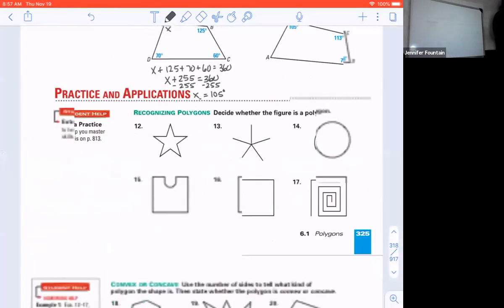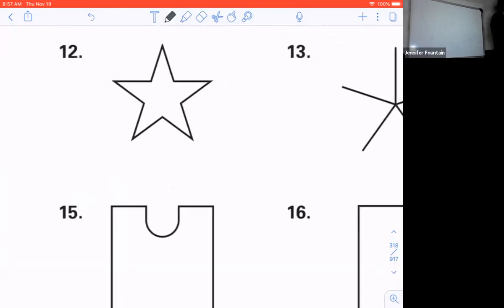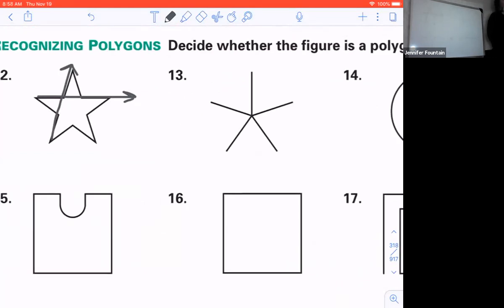So in this part of the homework, the first section, practice applications, actually, let's just go through these. Let's not even worry about doing 12 through 17 in homework. Number 12, polygon, not a polygon? Yes, is it convex or concave? If I extended my sides, what would happen if I extended this side this way? Does it go through the figure? Yes, so if it goes through the figure, it is concave. Good. 13.